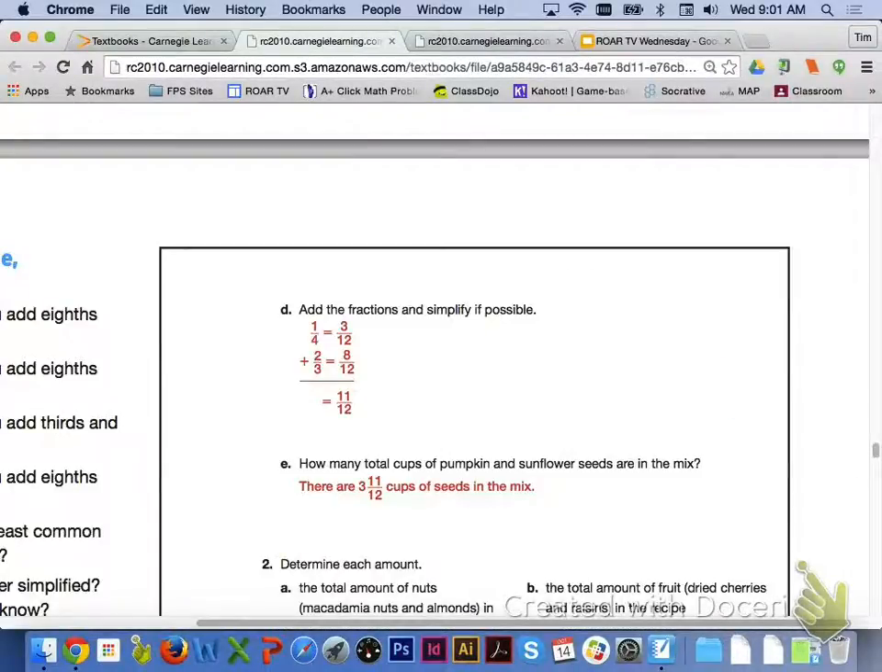When we add 1/4 and 2/3, remember we need a common denominator. 3/12 plus 8/12 is going to give me 11/12. So the total cups of pumpkin and sunflower seeds in the mix are going to be 3 and 11/12.